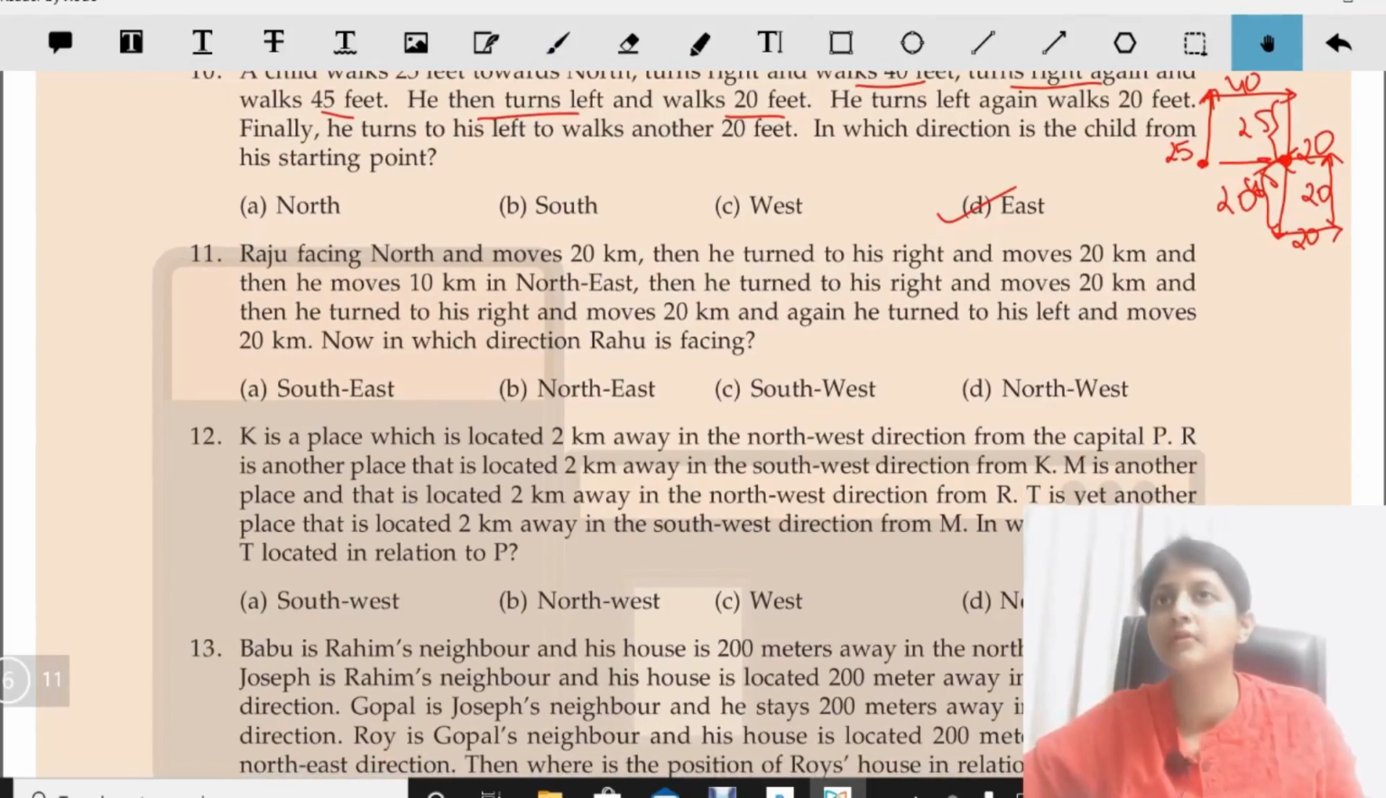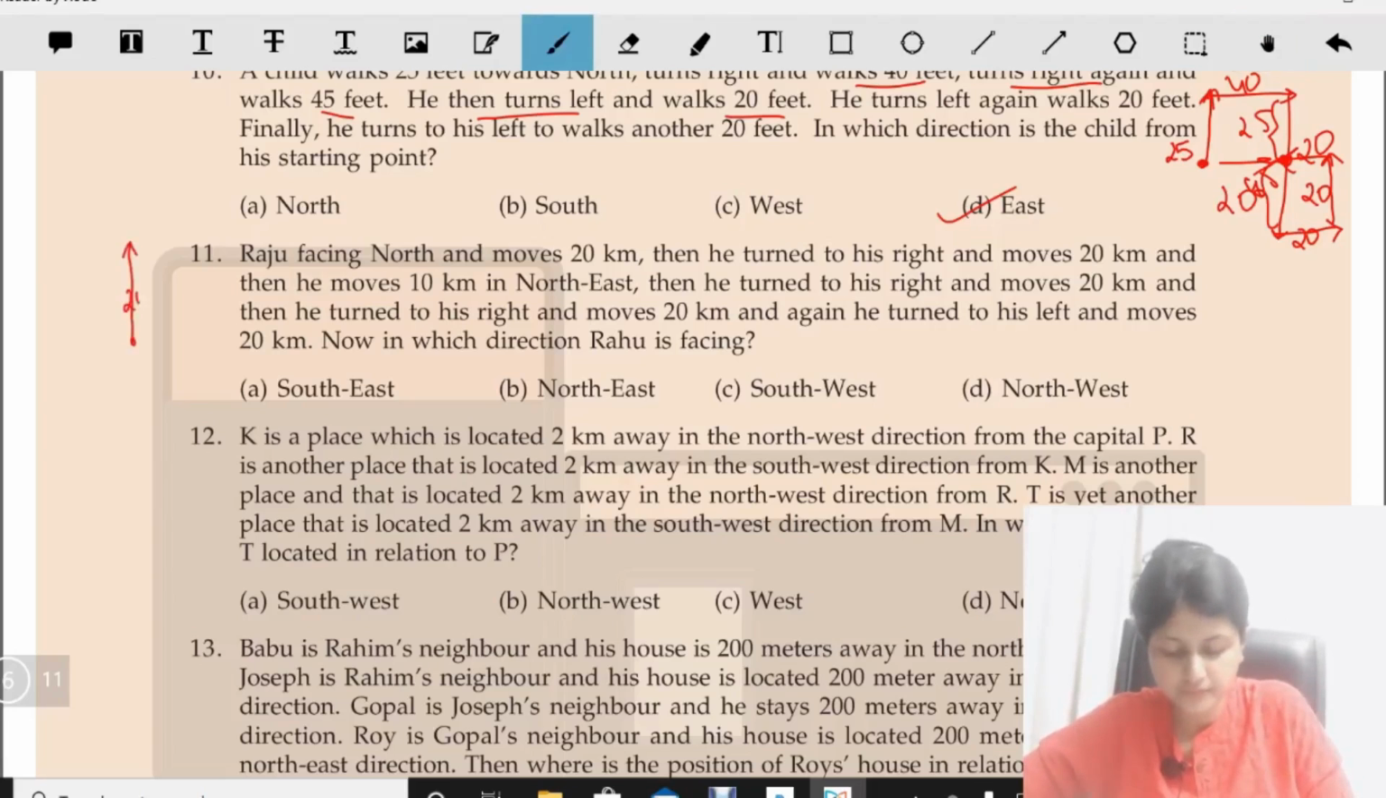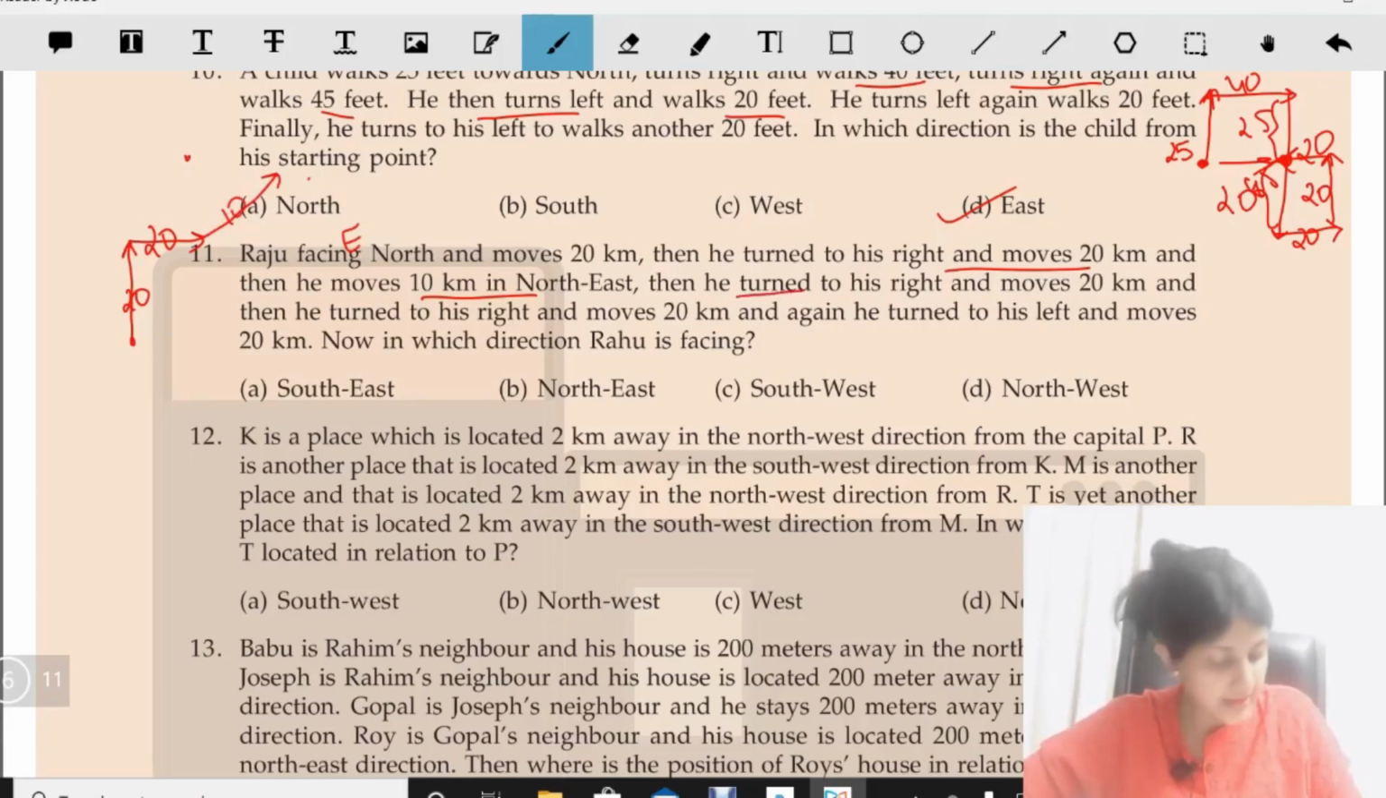Raju facing north and moves 20 kilometers. Then he turns to his right and moves 20 kilometers. And then he moves 10 kilometers in the northeast direction. This is north, this is east. So this is northeast. He is moving in this direction. How many kilometers? 10. Then he turned towards his right.